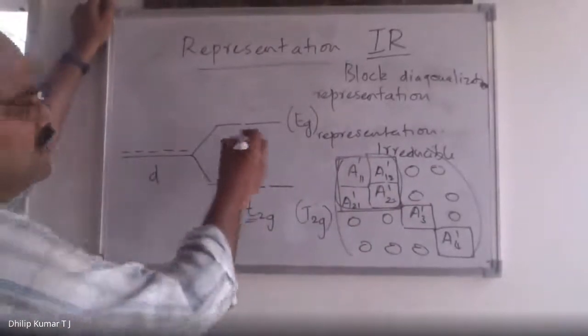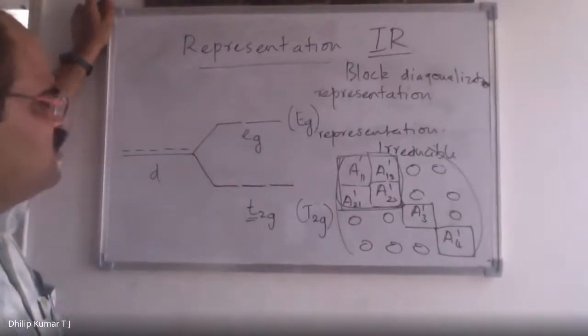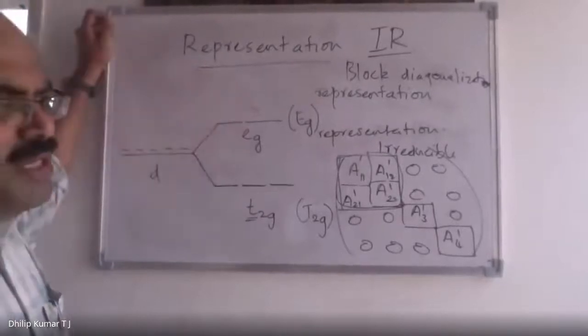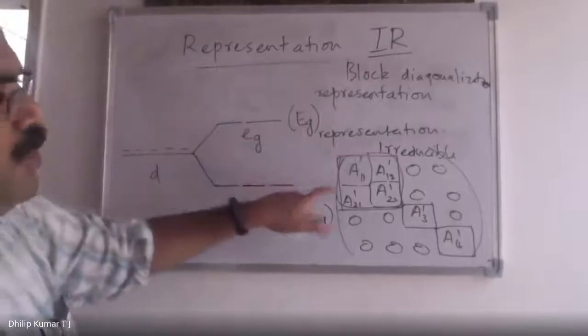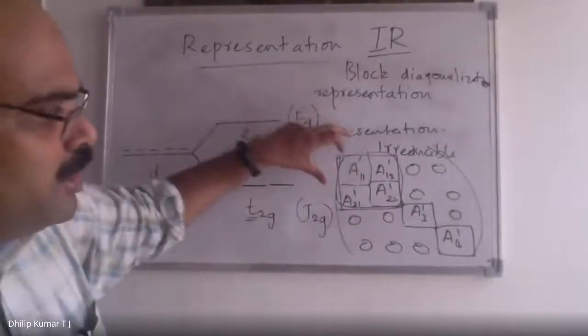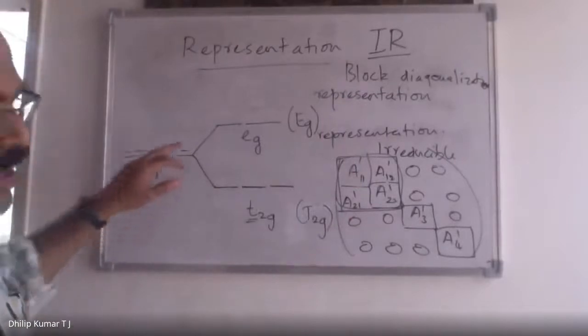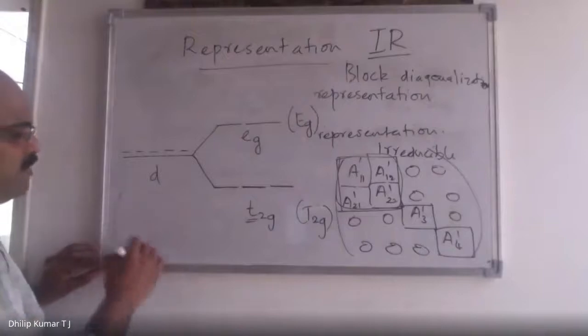Whereas Eg will be the other two orbitals, dz square and dx square minus y square. So that has two orbitals, so it will be a two-dimensional character. So it will have a 2 by 2 matrix, something like this. The block diagonalized matrix will be a 2 by 2 matrix, whereas the d orbital before the ligand approaches will be a 5 by 5 matrix.